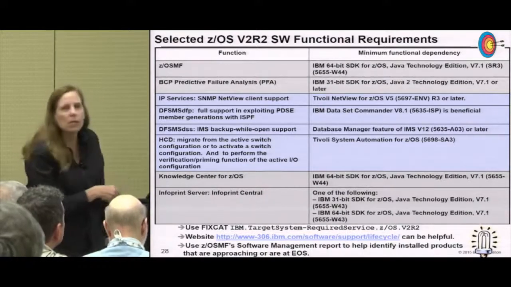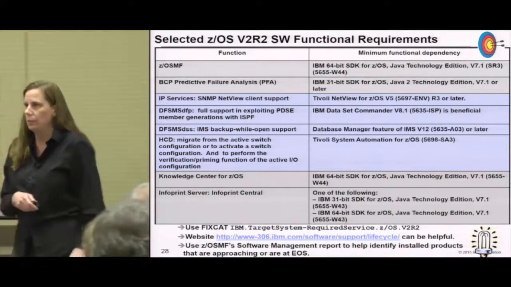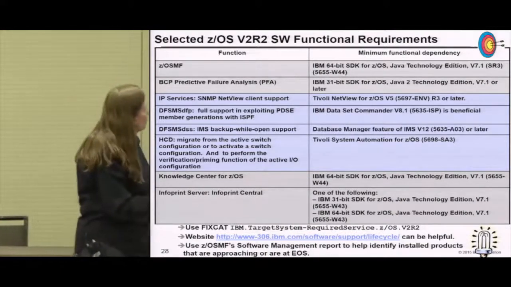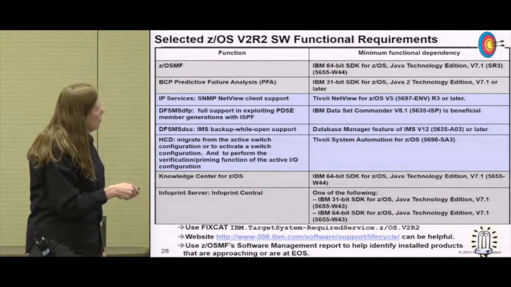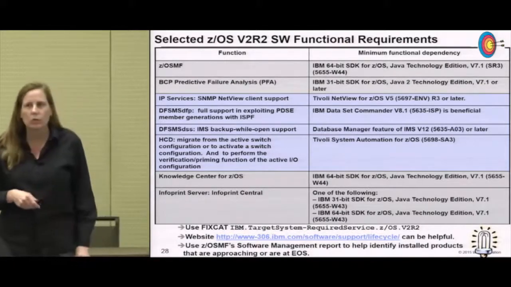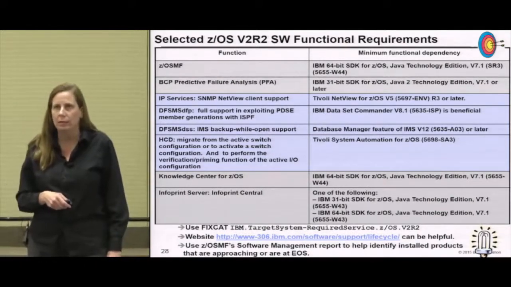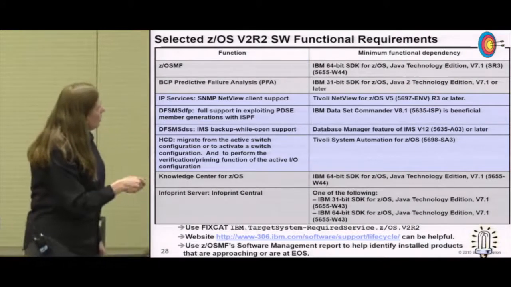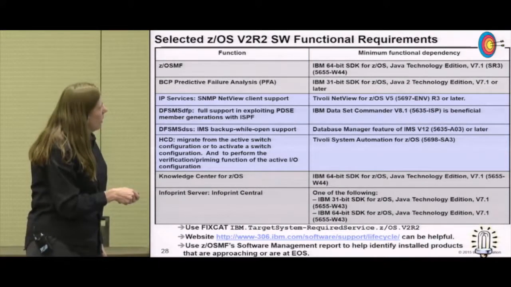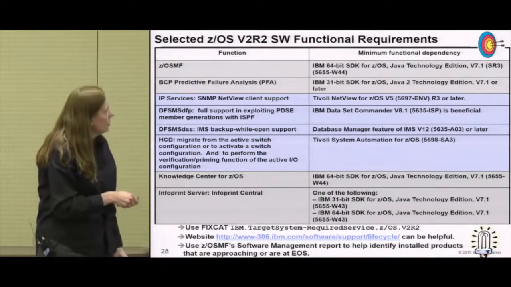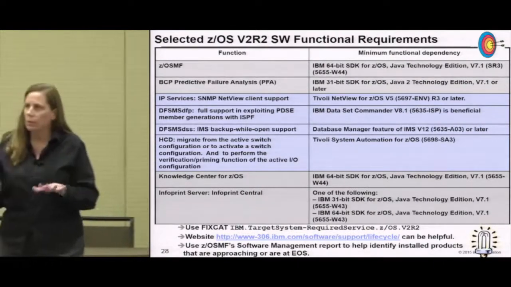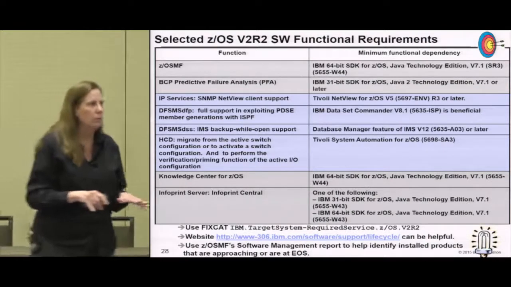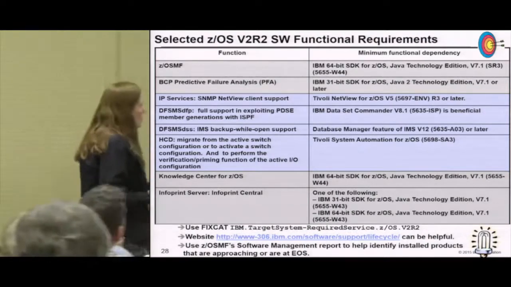And these are the non-Java dependencies for particular functions, like the SNMT NetView client support, or full exploitation support for member generations with ISPF. But if you look at the ones that are non-blue, z/OSMF, PFA, KC for Z, InfoPrint Central, those all need that general Java 7.1 level that we have, okay? So that's what you can see.